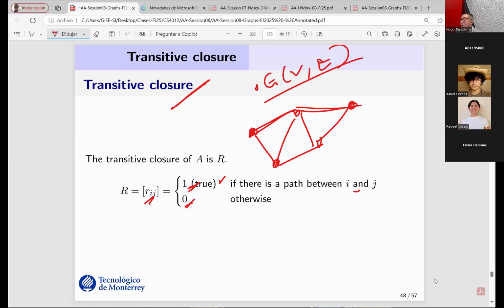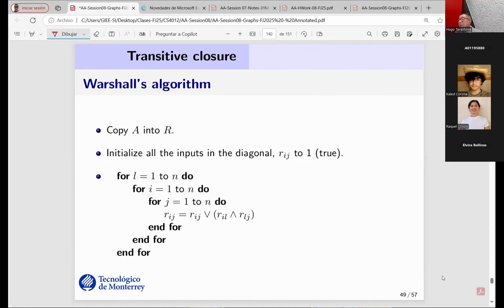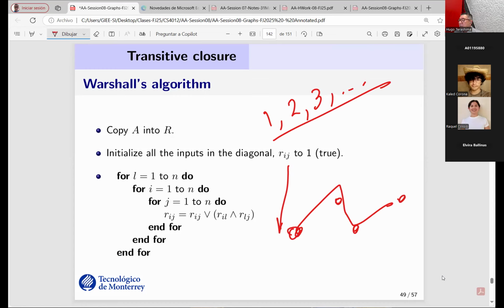So that is a transitive closure, but it doesn't mean that you have a direct connection, an edge between I and J. It means that you have a path. And what the algorithm does here is just to find paths of size 1, size 2, size 3, and so on. So it's saying that if I find a path from here to here and from here to there, then there's a path from here to there. That's the reason it is called transitive. And this algorithm is doing that.